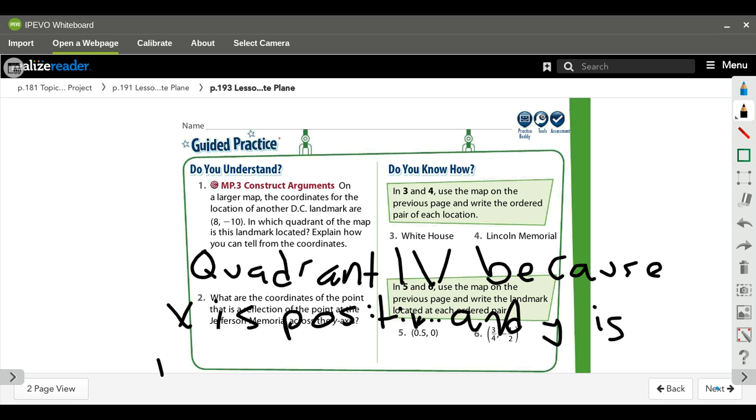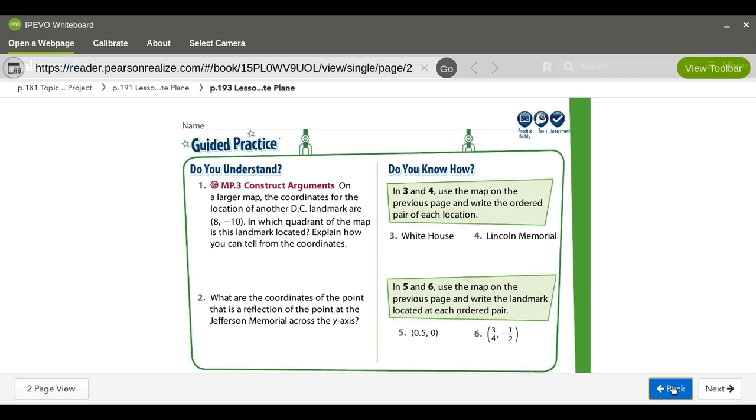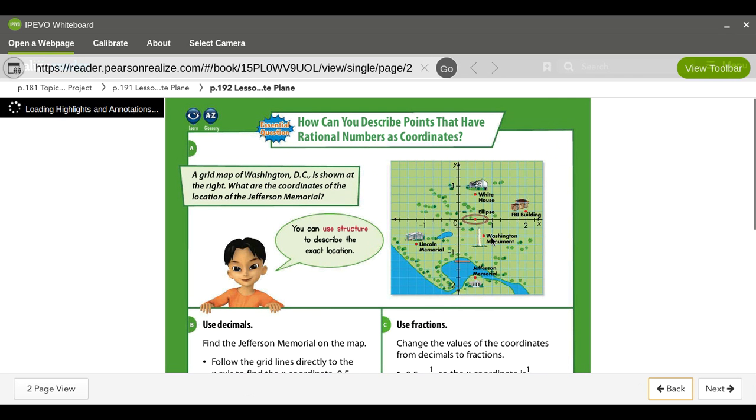And when I have that happen with ordered pairs, that tells me that I'm going to be within quadrant 4. Okay? If we take a look at question number 2, question number 2 says, what are the coordinates of the point that is a reflection of the point at the Jefferson Memorial across the y-axis? So if we go back to that next page, we're looking for the point that is reflected across the y-axis.